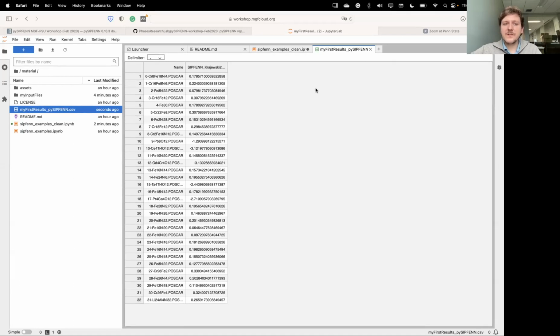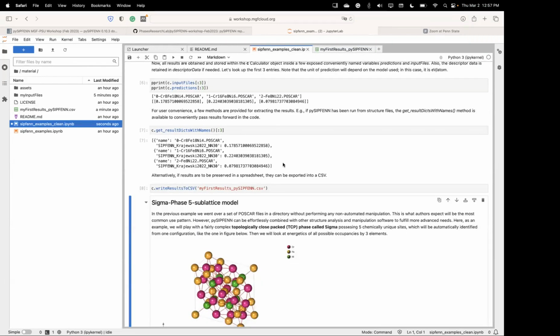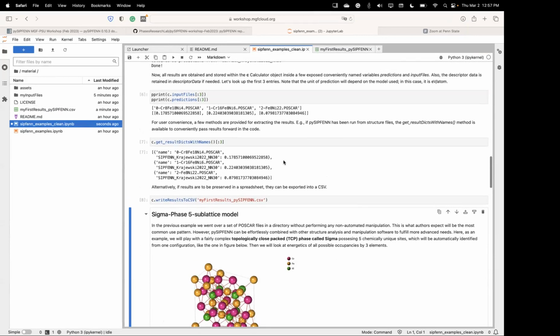Okay, so we have this CSV file with names and corresponding energies, and this is, I believe, what most people are interested in: just having this kind of output where they can put all of their POSCAR files that would normally be used for DFT and make predictions of the energy. Now, Adam, could you also state the units and the reference state that you get by default from PySIPFENN?